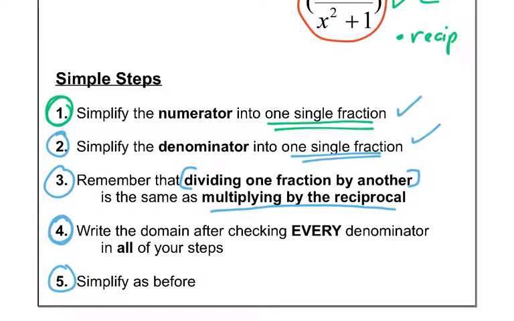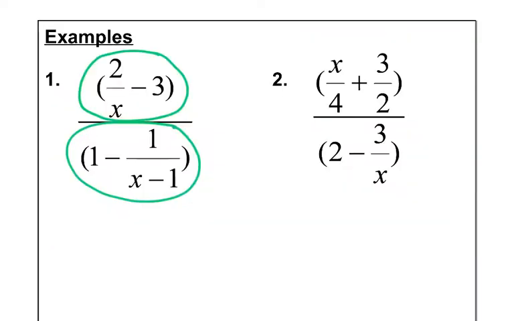All right, so the first big step is we need to make sure the top and the bottom are one single fraction. If they are, then we can go right away and multiply by the reciprocal. But before we cancel, we should be checking our domain, making sure we're catching all the bad values before they escape. And then finally, we'll do all the simplifying that we've done this entire section. Okay, let's play. Here we go.